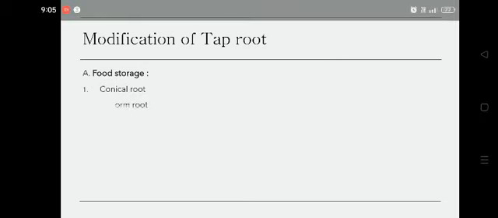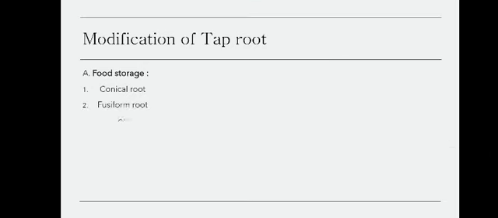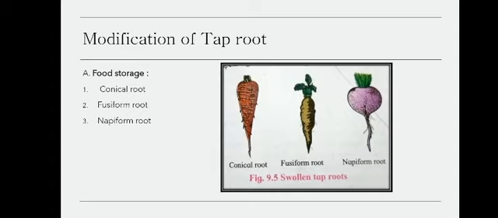Second, in food storage modification of the root system, first are conical roots, second fusiform roots, and third napiform roots. There is a diagram. Conical roots store their food in the conical root, in the fusiform root system the roots are fusiform in shape and store food, and in the napiform root system the plant stores its food in napiform roots.